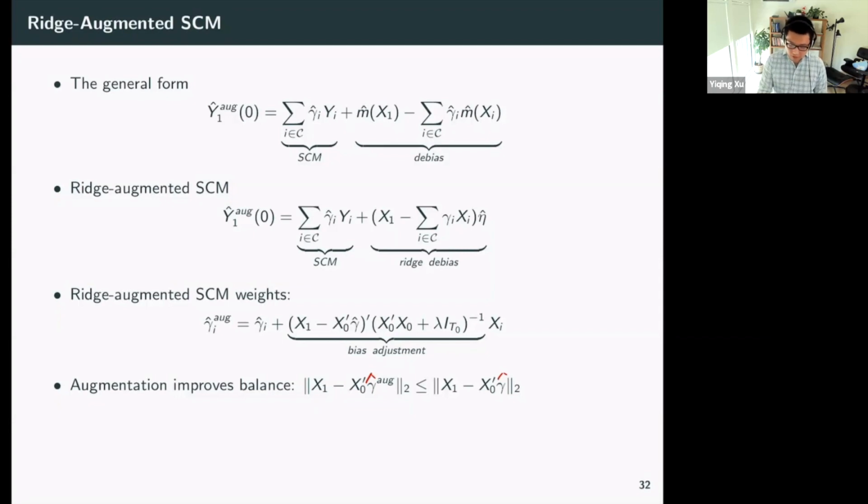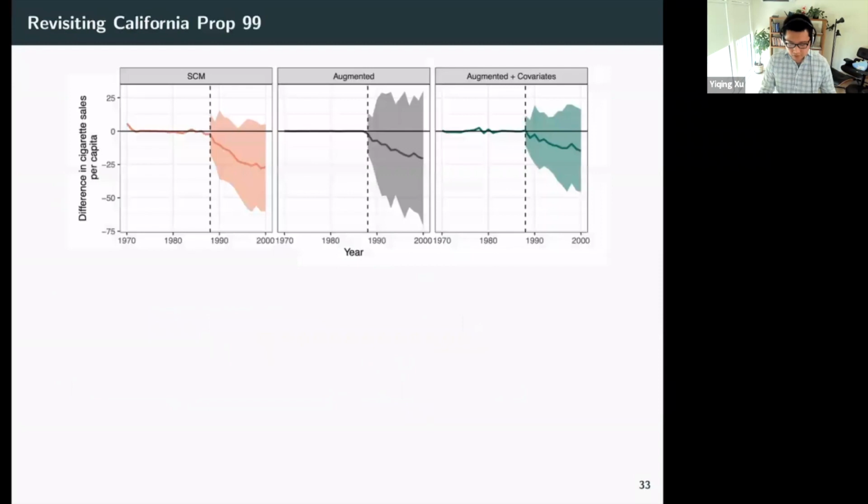And because of the second term, the weights can be negative. It's possible, but the first weight must be positive because it's coming from a balancing scheme, and because of the adjustment from ridge, the weights can become negative. But these negative weights sometimes help balance. So they apply this method to, again, California Proposition 99.